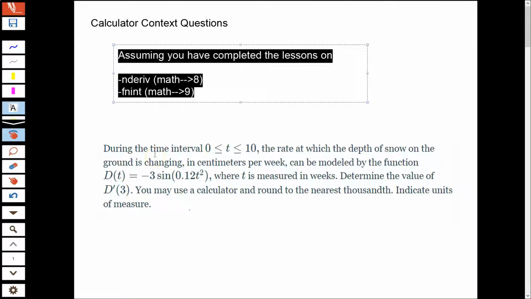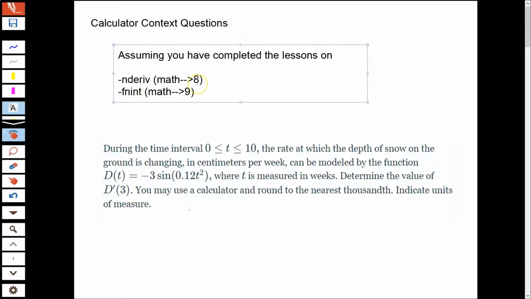So this lesson is what we've been building towards with our other calculator lessons. In this lesson, I'm assuming that you've already done the lessons on the n derivative function on your calculator and the fn int function on your calculator. So this finds derivatives, and then this obviously finds integrals. I'm assuming now that you know how to do that. If you've not completed those lessons, go back and do that first before you tackle this one.